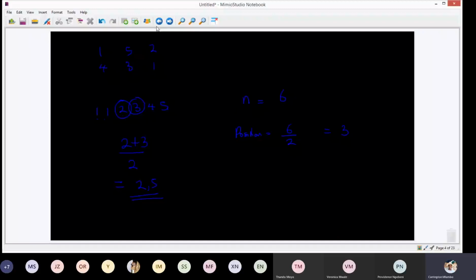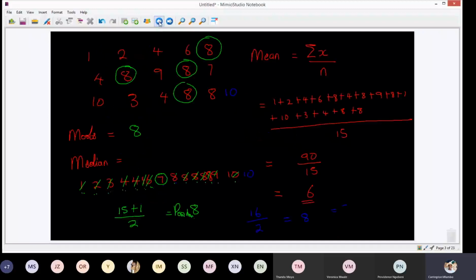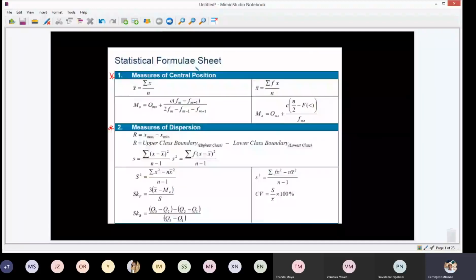Right. So I'll go back to my formulas. I'm going to label them so that you know what is this. This is the mean of ungrouped data, and this is the mean of grouped data. So I'll start with what you don't know, the grouped data. And this is the mode for grouped data. And this is also the median for the grouped data. Make sure you know these formulas. We are going to use them.